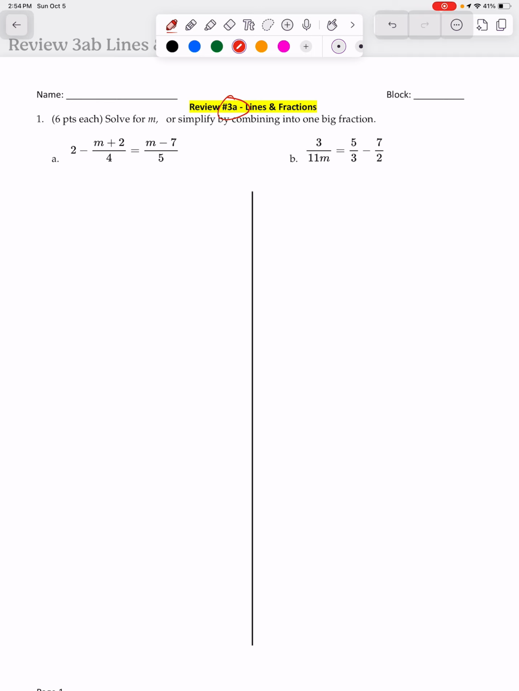I think what I expect most people will be doing is multiplying the whole thing through by the common denominator, which is 20. So just got to remember to do that to every term. I'll leave my 20s in red here. So 20 times 2 minus 20 times (m plus 2) over 4 equals 20 times (m minus 7) over 5.